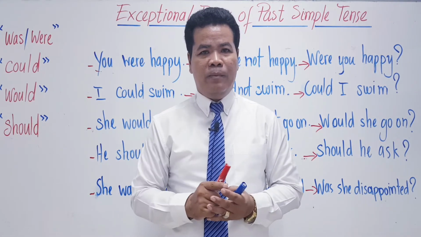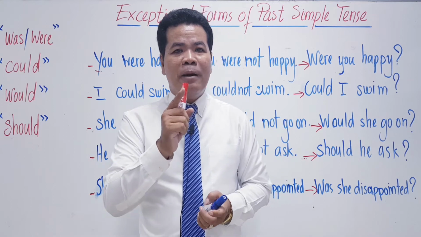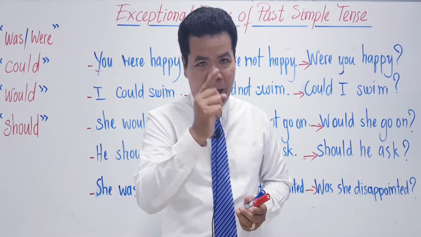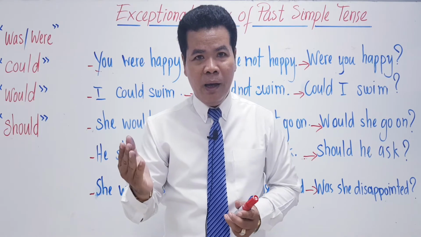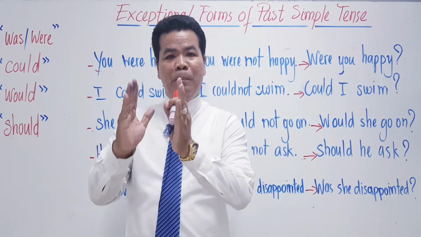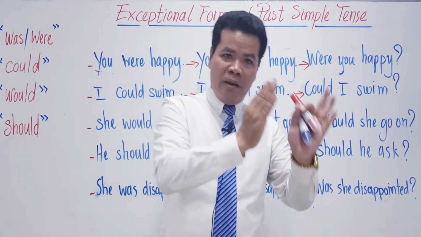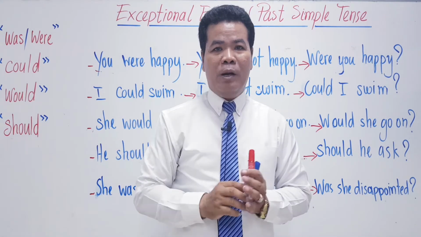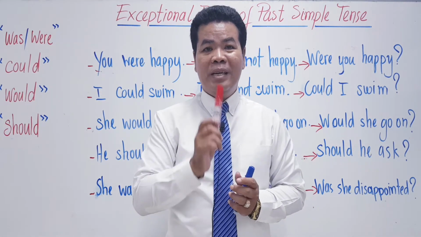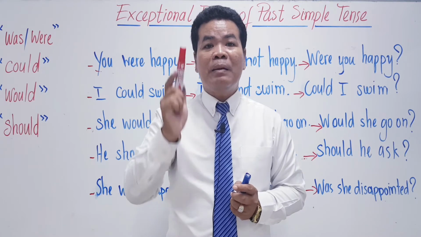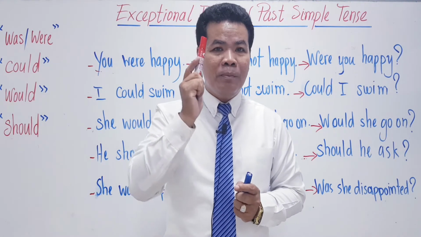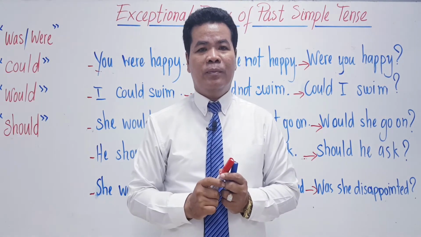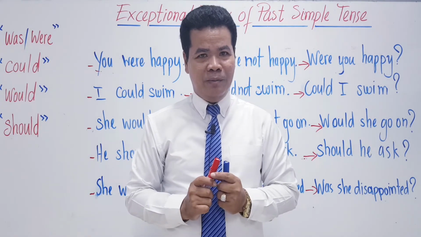So once again, in case you have seen in a sentence that consists of was or were, when you want to make it from the affirmative sentence to the negative or to the question, you don't need to use did as a helping verb. Because was or were can make their own negative sentence, can make their own question sentence. So are you clear now?